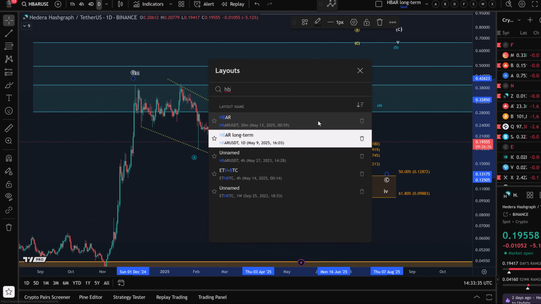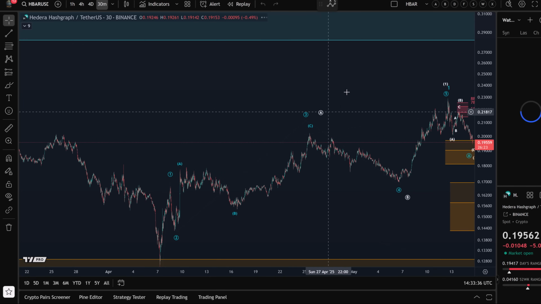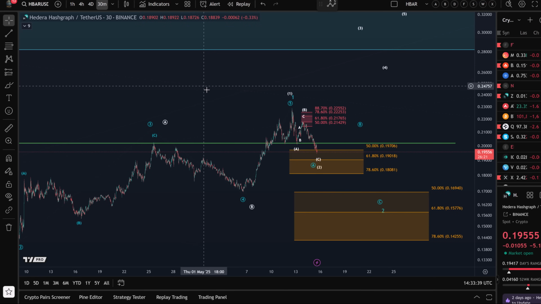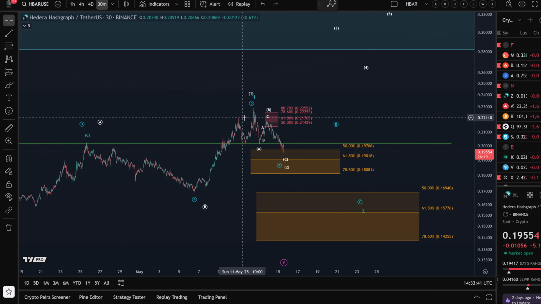Now let's take a look at the shorter time frame, specifically the HBAR 30-minute, 1-hour chart. In the last video, we talked about this resistance area between 21.4 cents and 22.5 cents. And clearly the market rallied into it in a 3-wave pattern and got rejected.